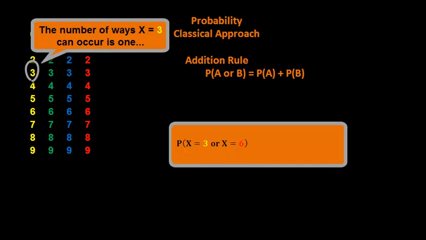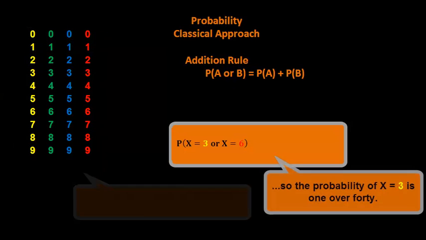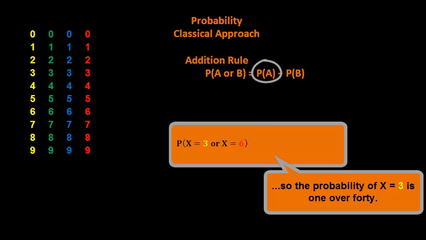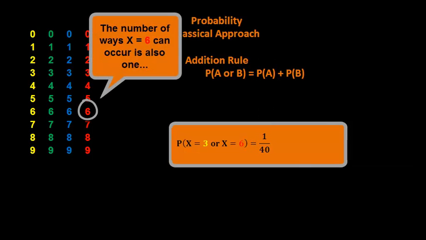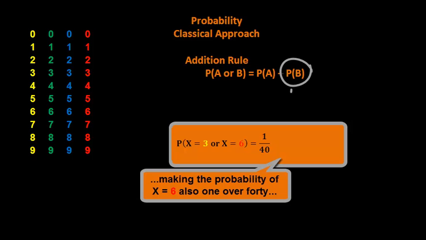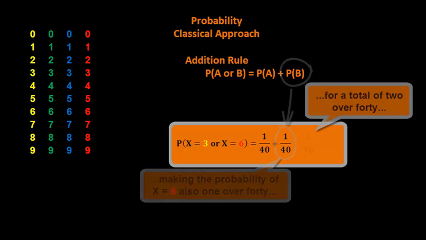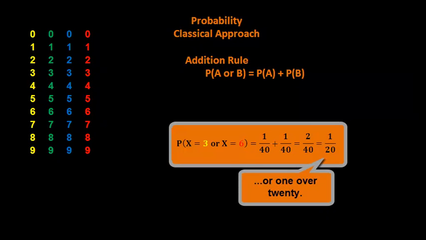The number of ways x equals a yellow 3 can occur is 1, and the number of possible outcomes is 40. So the probability of x equals a yellow 3 is 1 over 40. The number of ways x equals a red 6 can occur is also 1, and a total of 40 possible outcomes, making the probability of x equals a red 6 also 1 over 40, for a total of 2 over 40, or 1 over 20.